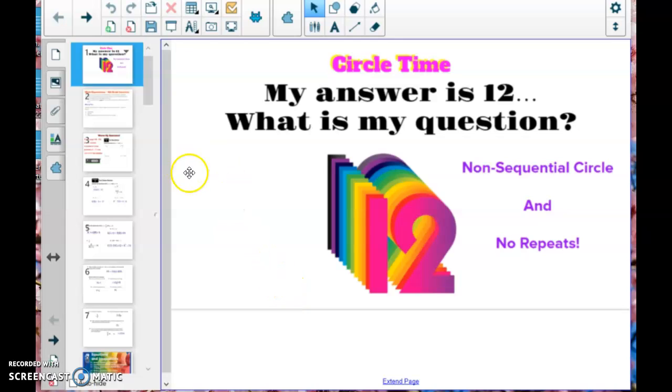Hello, welcome to my lesson on the 7.1 activity and lesson, which I'm planning on going through on March 23rd. So the circle question for today is: my answer is 12. What is my question? All the students in the class will try to come up with a mathematical question that has an answer of 12.